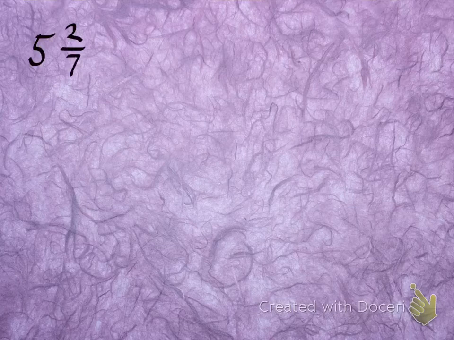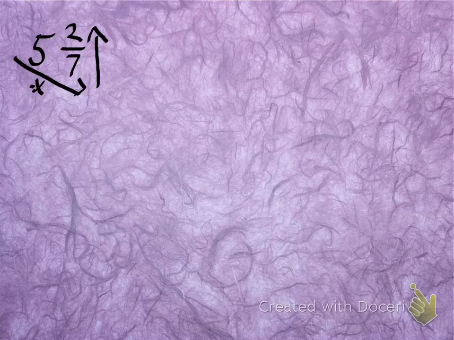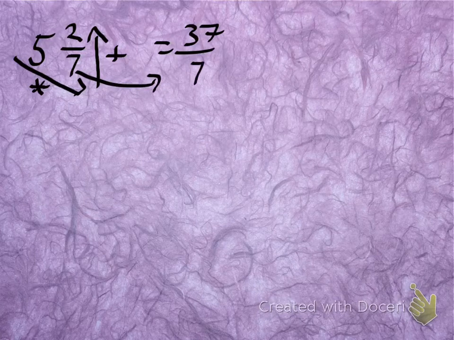Alright, so let's go to the next slide and practice just a few more of these. Okay, so let's start with 5 and 2 sevenths, and let's do that same check mark. So we're going to multiply like this, and then we're going to add like this. So this is multiply, and this is add. So 5 times 7 is 35, plus 2 is a total of 37. And again, just like before, the bottom number doesn't change. So 5 and 2 sevenths is the same thing as 37 over 7.